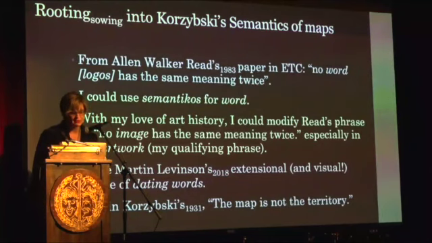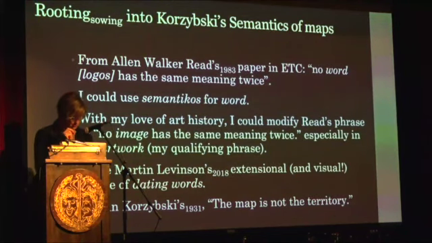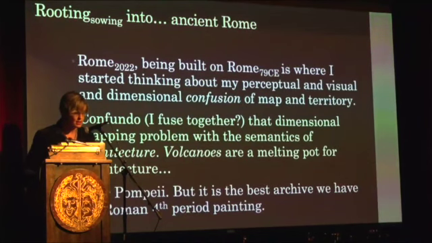Alan Walker Reed's 1983 paper and et cetera, that no word has the same meaning twice. And I'm going to throw out the word word and use the word logos or semantikos. So instead of talking about words, I'm going to say that no image has the same meaning twice. I also love Mart Levinson's extensional and visual divisive dating words, because for me, that's a visual cue, and I love visual cues. And I also like the map is not the territory, because that's kind of perfect for pictures, right? That's what pictures are about.